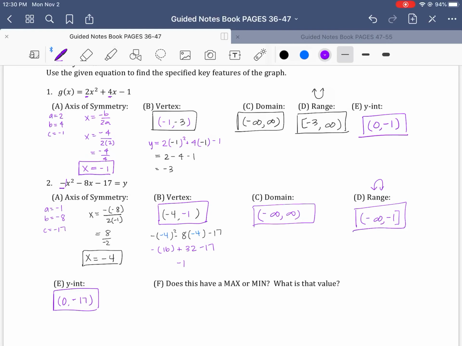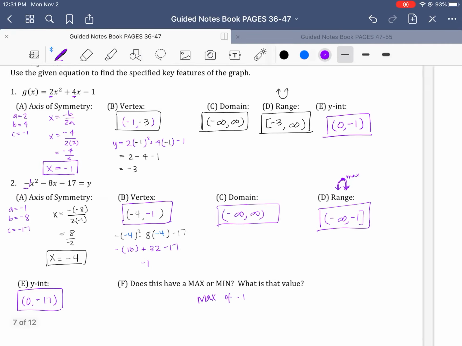Okay. Then at the bottom it says, does this have a max or a min? Now notice we decided that it opened down. So this is going to have a max up here. And the maximum, again, is just the top of the range, or in other words, the y value of the vertex. So this has a max of -1.